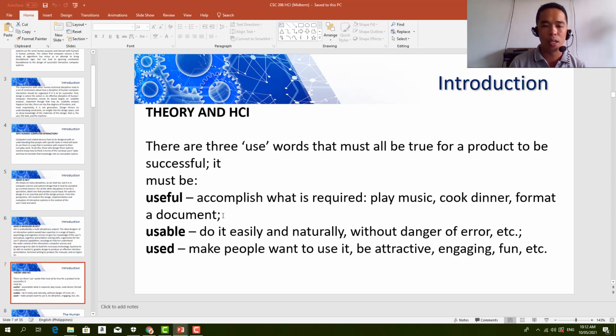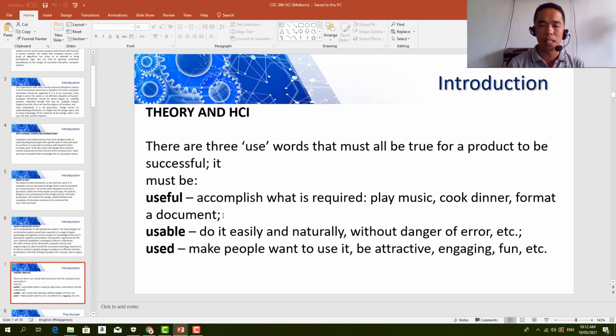The next is usable, meaning you can do it easily and naturally without danger of error. Meaning to say your system is user-friendly. When I say user-friendly, it is easy to understand, without many errors or complications, and most likely it doesn't bring any danger to your user. So it does not harm your user.